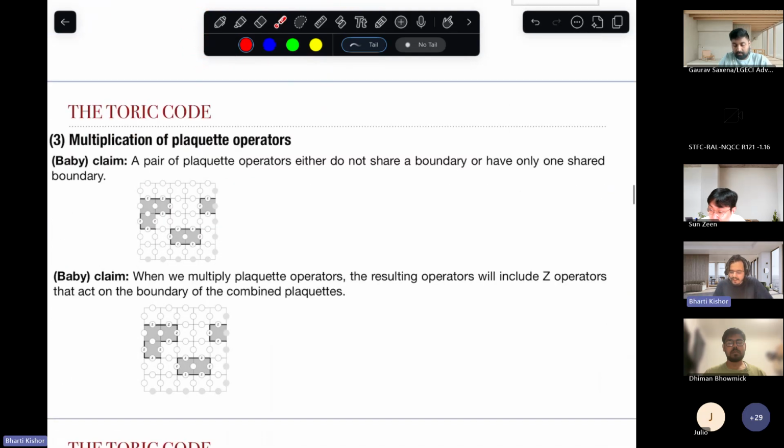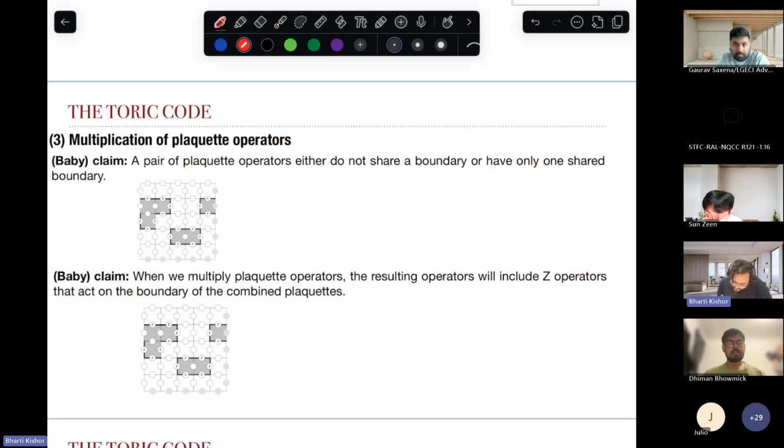Now, when you take plaquette generators, you can multiply them and generate the whole group of other elements, these plaquette operators. The plaquette operators will either share a boundary, not share a boundary, or have only one shared boundary. And when you multiply them, the resultant operator will include Z operators that act on the boundary of the combined plaquette. Now let's try to understand this statement.